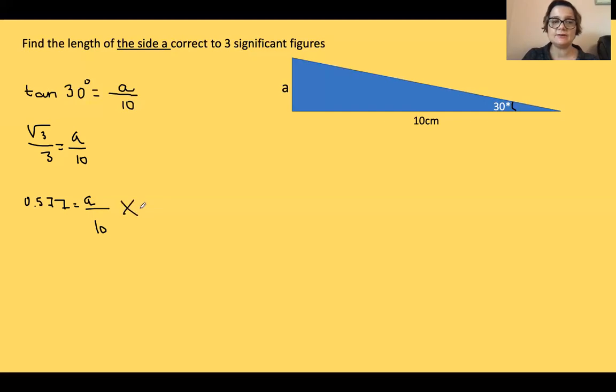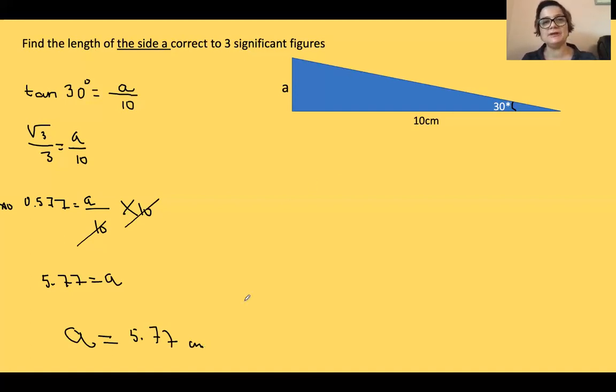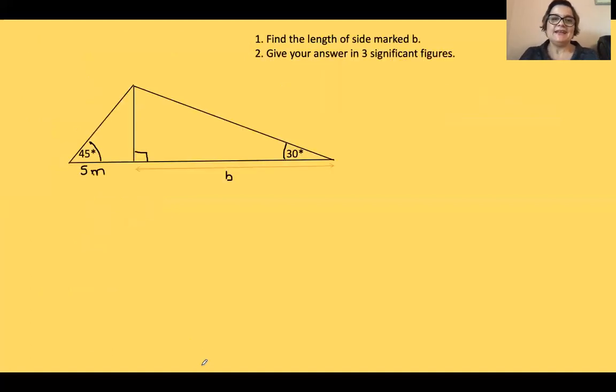There you go, times 10 on this side, right? And times 10 on the other side. So there you go. Now I cancel the terms out. 0.577 times 10 becomes 5.77 equals A, right? So A, actually, this is the answer. A is going to be 5.77 centimeters, because we did work with centimeters here, and the answer is eventually going to be in centimeters, and that is correct to 3 significant figures. So 1, 2, 3. Next question.